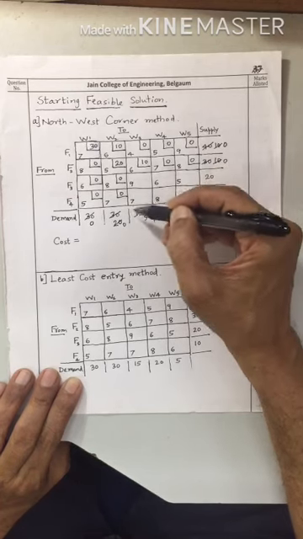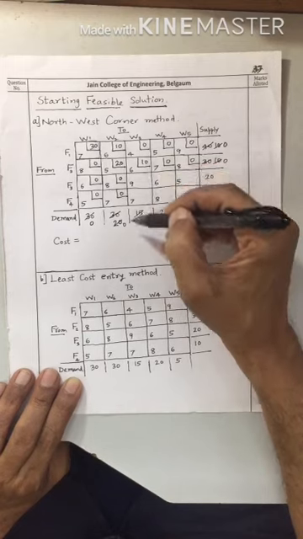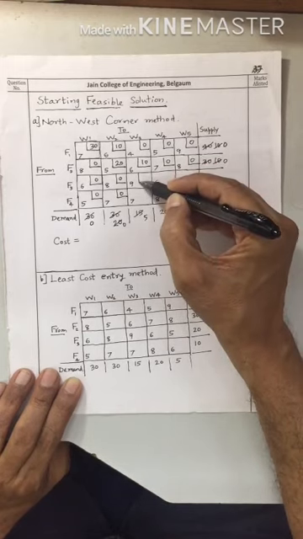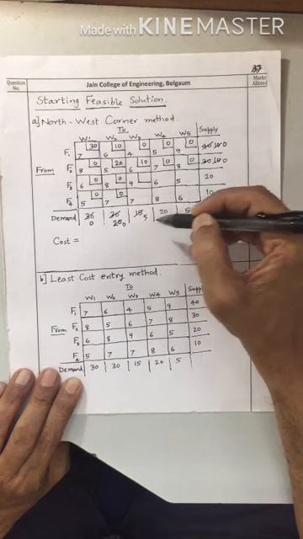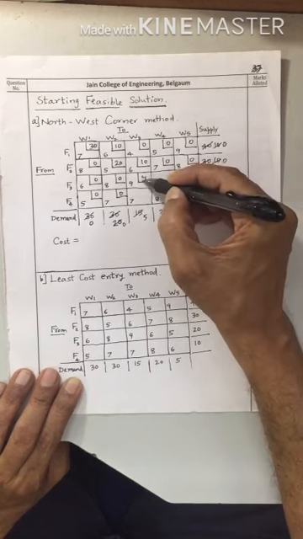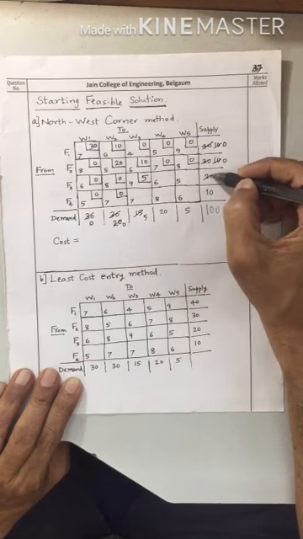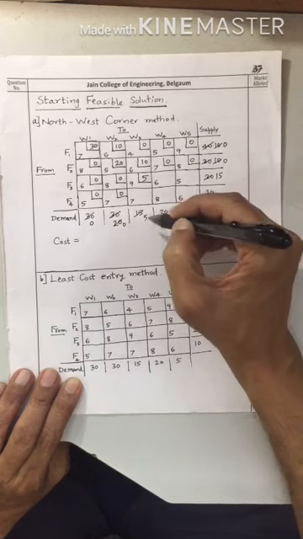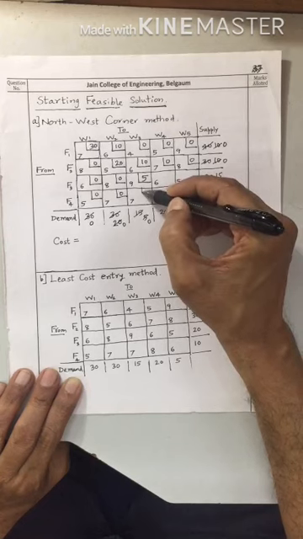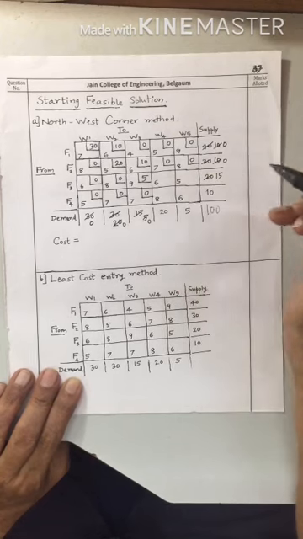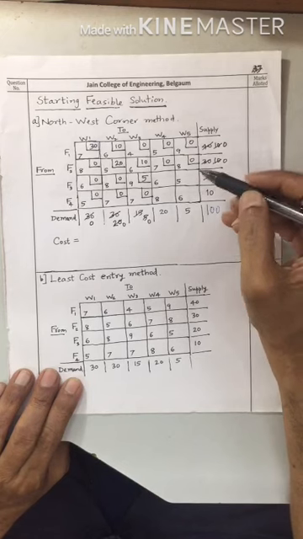So again among these cells, this is the cell which is at the northwest corner now. So again decide: this is 20 and this is 5. Therefore this is 5. 20 minus 5 is 15. 5 minus 5 is 0. And therefore this has to be 0. That means X43 is 0. So another cycle is over.